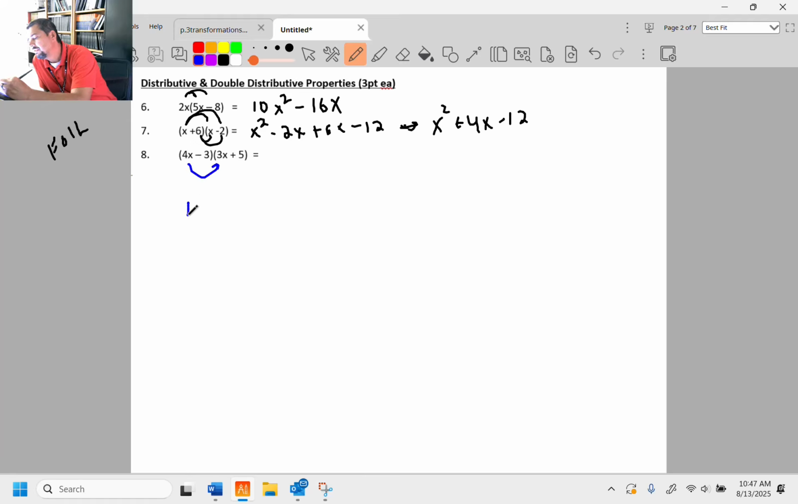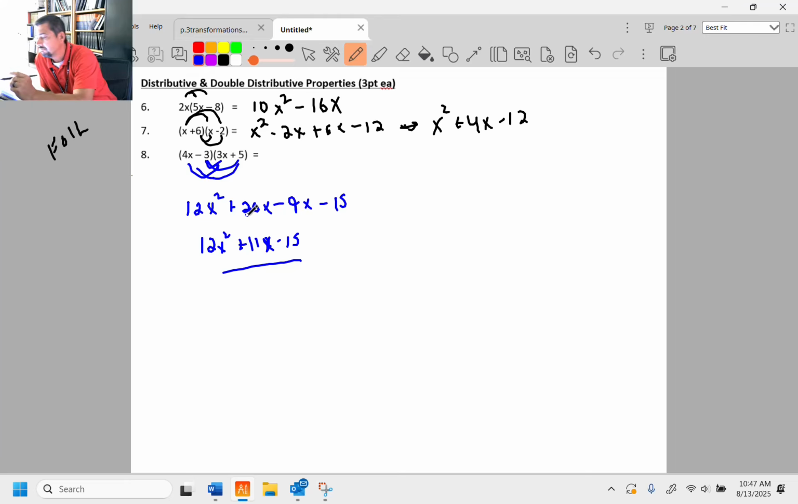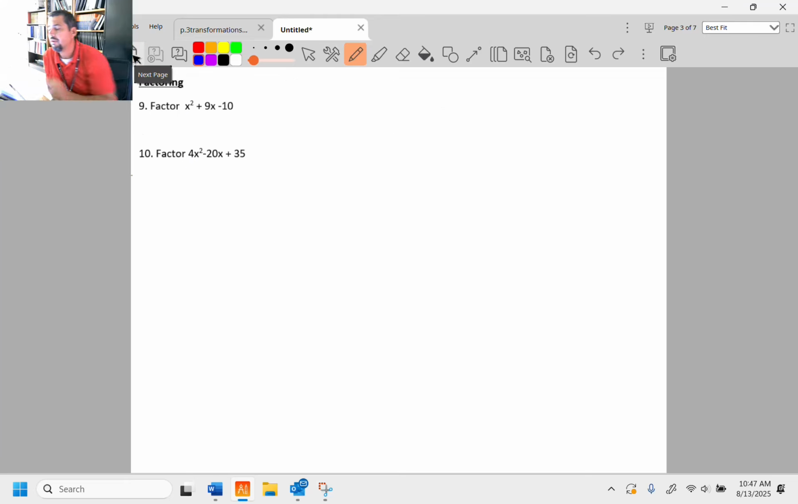Alright, you got one with slightly bigger numbers. 4x times 3x is 12x to the second. 4x times 5 would be plus 20x. Negative 3 times 3x is minus 9x. And negative 3 times 5 is minus 15, or negative 15. And then we combine like terms again. 20 minus 9 is 11. And then we have the minus 15. So 12x squared plus 11x minus 15. That's number 8. And moving forward with our lives.